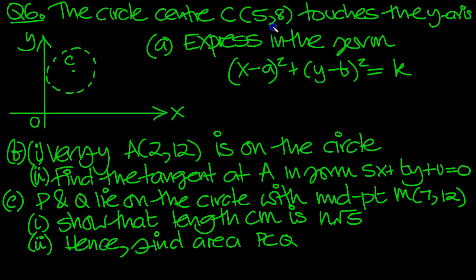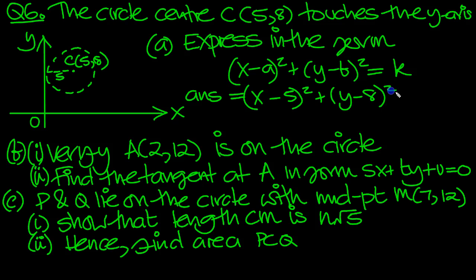The first thing to do is express this circle in the form here. So I'm going to put the answer for part A here. This centre is (5, 8), and it touches the y-axis, so the radius is 5. So (x minus 5) squared plus (y minus 8) squared is equal to the radius squared, which is 25. 5 squared is 25.